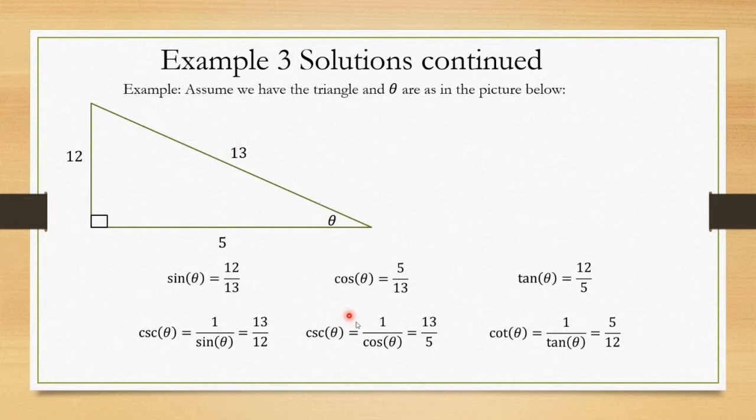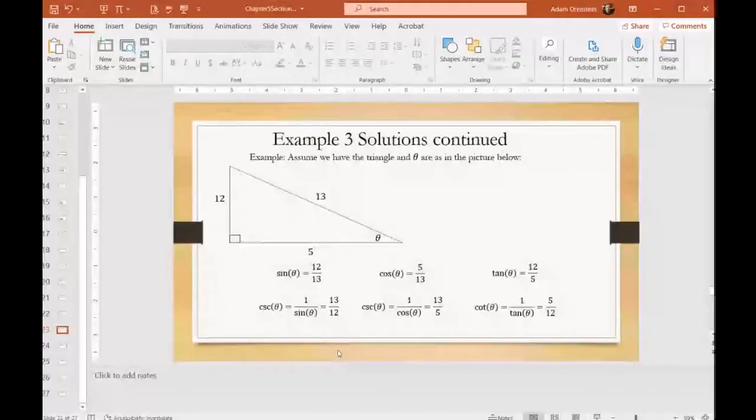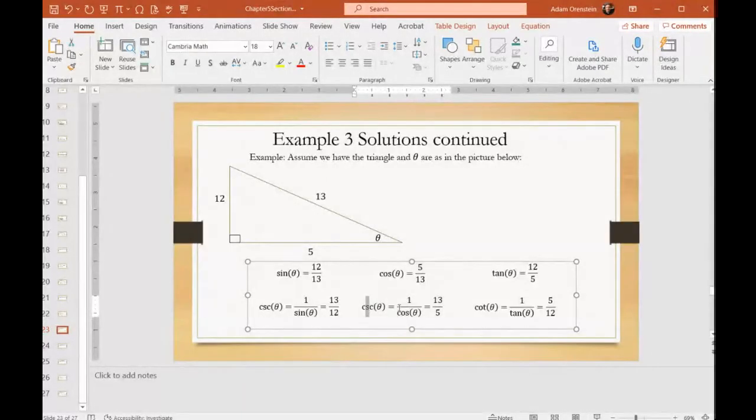Cosecant is, did I make a mistake? Oh, I had that mistake here also. There should be secant. I forgot to do that. Well, that's all right. Secant is 1 over cosine, so that's what happens here, and that's 13 over 5, right?